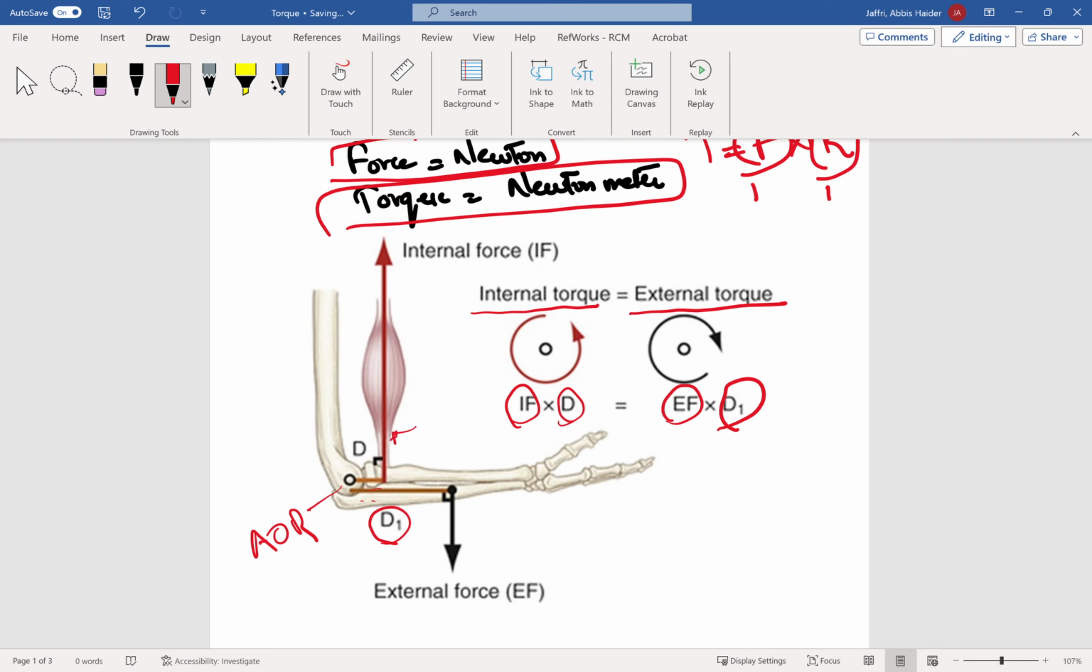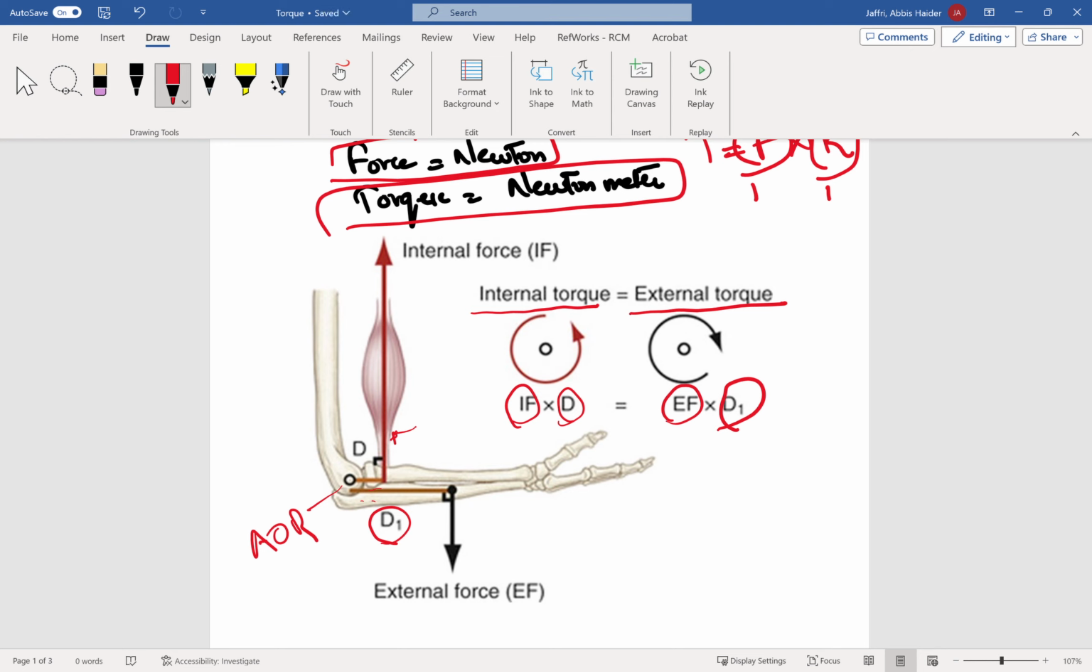Now the question is, why is the force vector of the external force smaller as compared to the internal force? Pause this video for 30 seconds, think about this question and answer it, and then restart this.